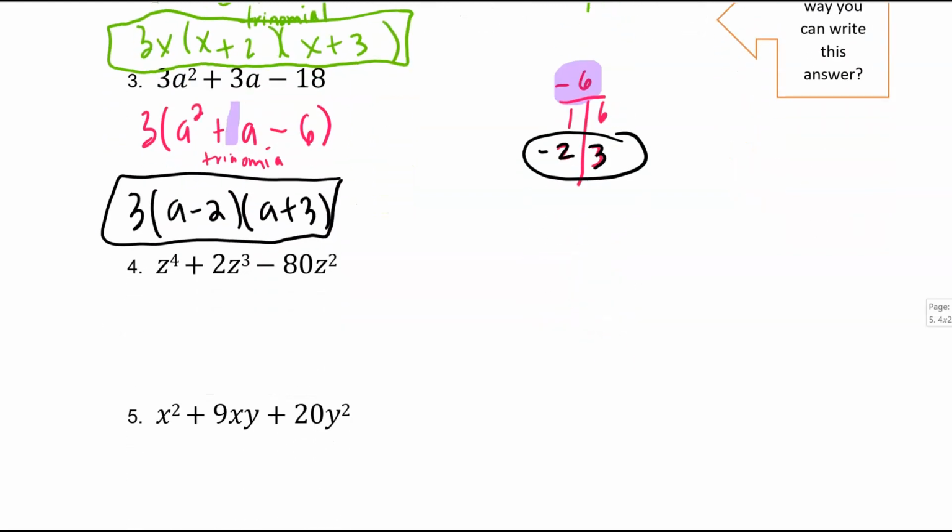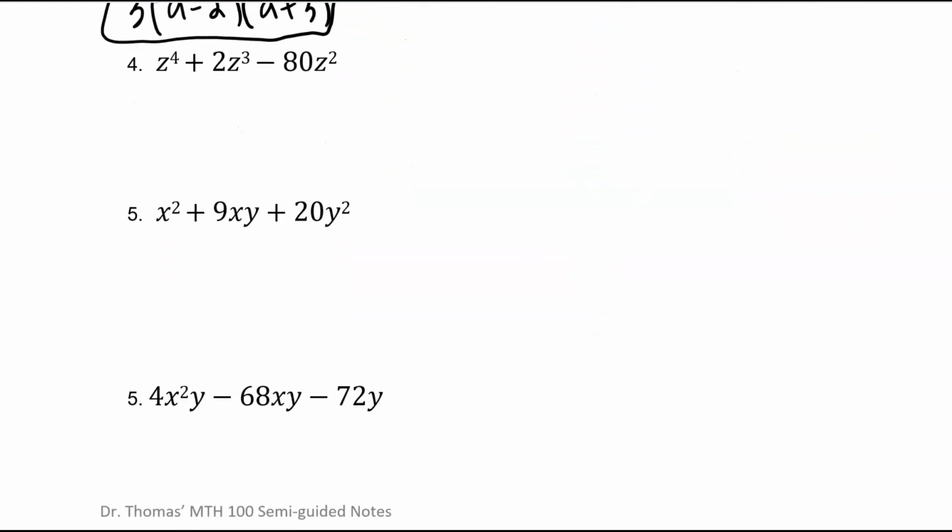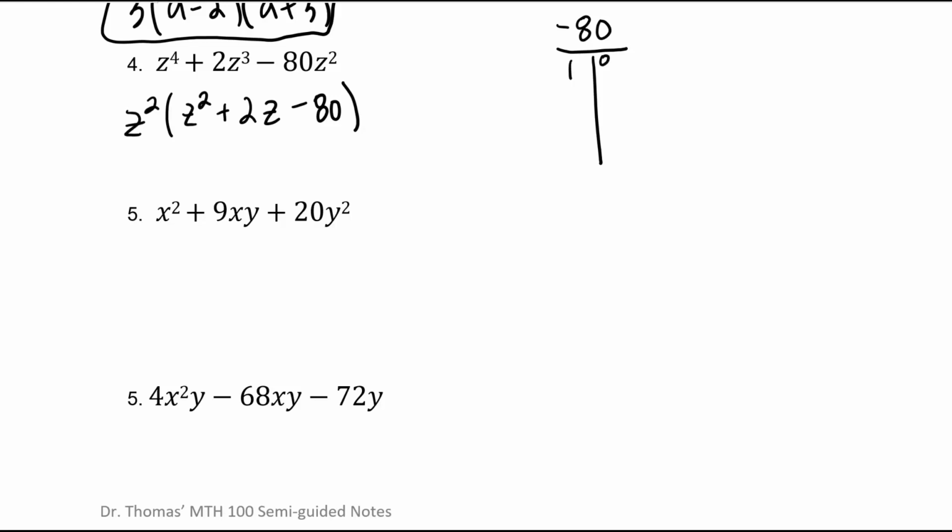Moving on, we have z to the 4 plus 2z cubed minus 80z squared. We can take out our GCF, which is z squared, leaving us with the other factor of z squared plus 2z minus 80. Now what is our C? Our C is negative 80. Now what factors of negative 80 would work? Because we have 1 and 80, of course, we have 2 and 40.